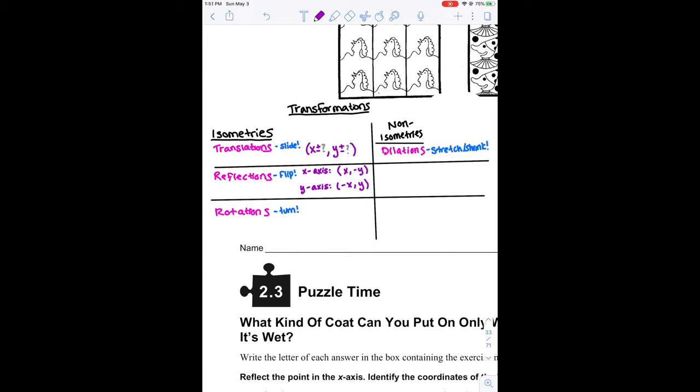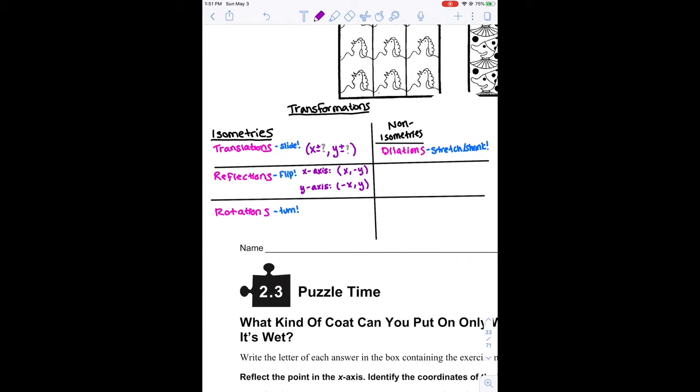Out of the 4 transformations that I've written in pink, 3 of them are isometries. That would be translations, reflections, and rotations. Those have same shape, same size. Exactly the same. They are congruent. The non-isometries is just a dilation. So that means they're similar but not congruent. Same shape but different sizes. There's been a stretch or a shrink.